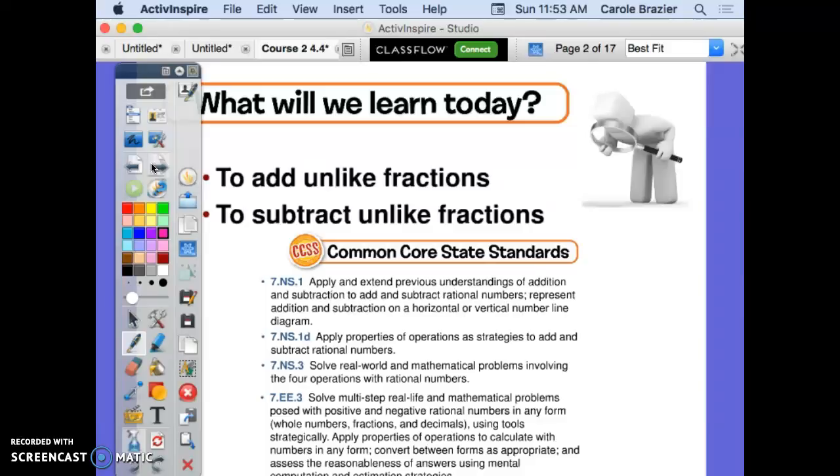Okay, today you guys are going to add and subtract unlike fractions. We've been working with rational numbers for the last week. So now we're taking it one step further, and instead of adding with common denominators, we're adding with non-common denominators.